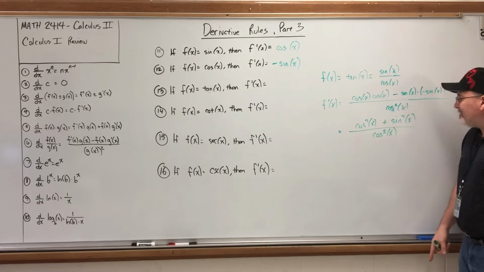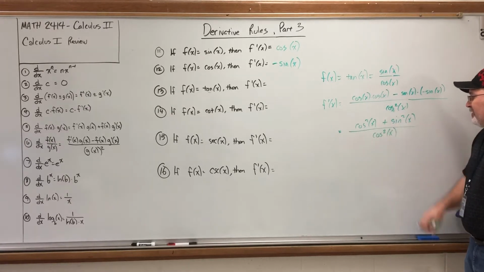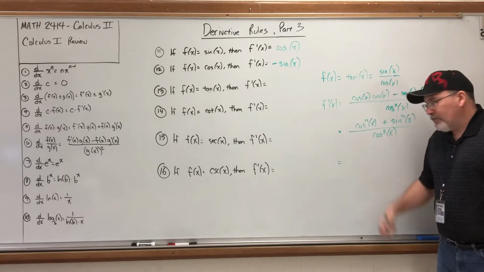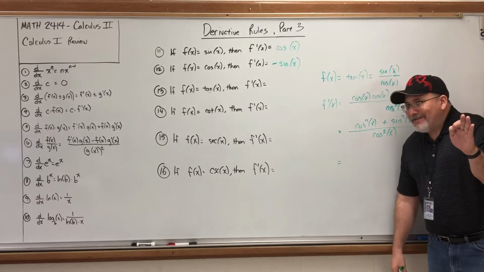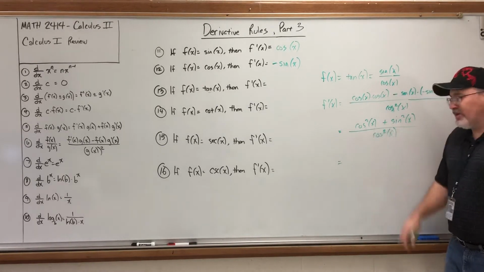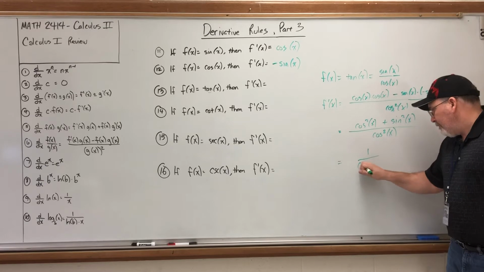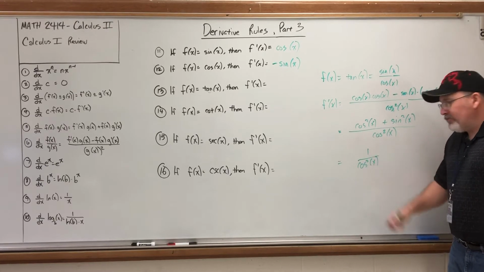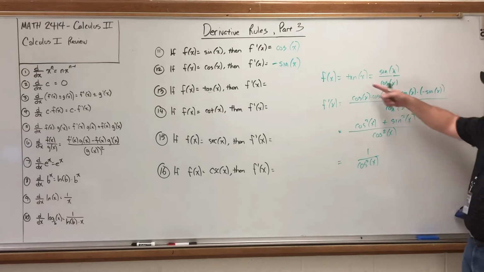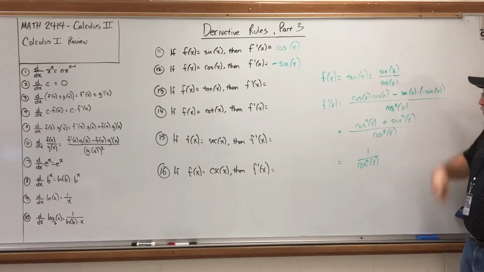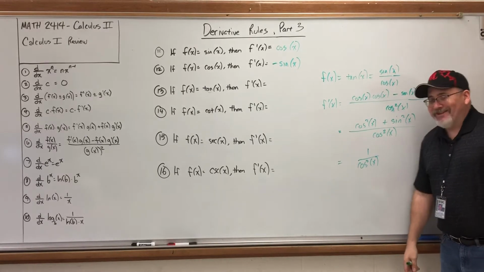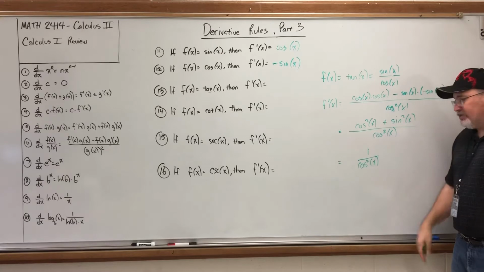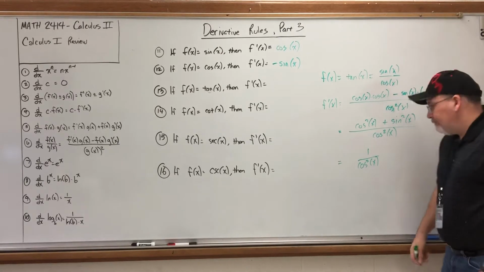But look on the top. We have cosine squared plus sine squared. Do you know what that equals? There's a Pythagorean identity that says sine squared plus cosine squared is equal to 1. So already I've used two versions of trig identities. A quotient identity that says tangent is sine over cosine, and a Pythagorean identity that says cosine squared plus sine squared is equal to 1. And I'm about to use one more.